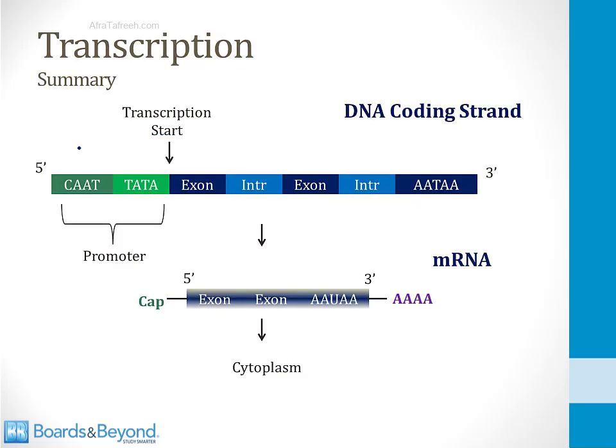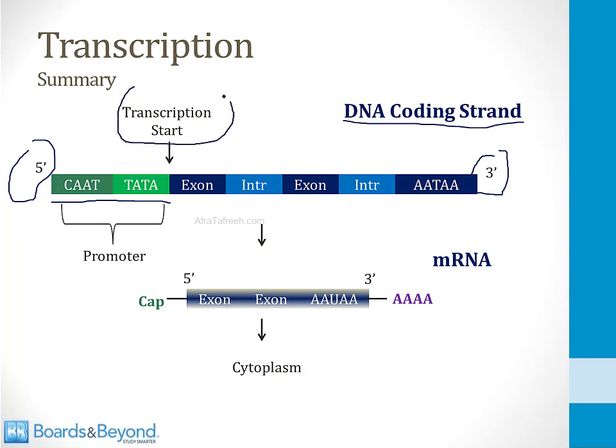So now that we've gone through all the elements of transcription, let's go over this summary slide and it should all make sense to you. So at the top of the screen, I've shown a DNA coding strand. We have the 5' end on the left side of the screen, the 3' end on the right. We start with the promoter region, which has the CAAT box and the TATA box, followed by the transcription start point. We then have a series of exons and introns which end in the polyadenylation signal that will signal the end of transcription.